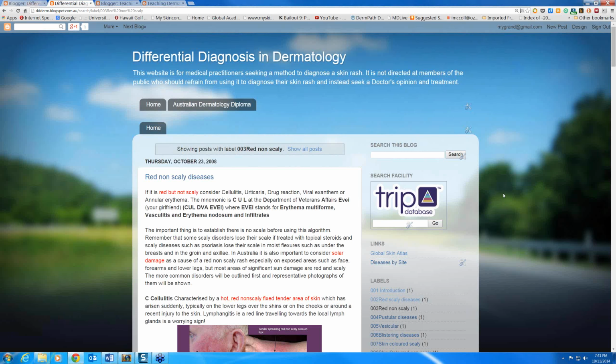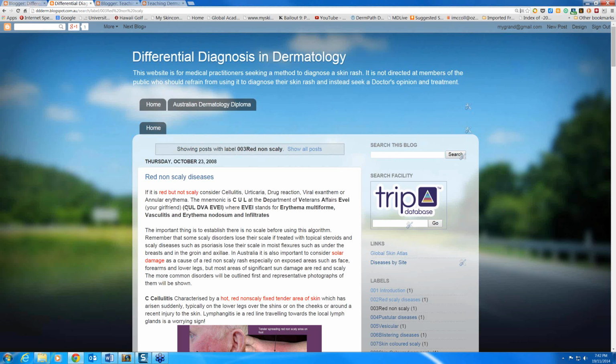Tonight we're going to look at the red non-scaly diseases and the differential diagnosis. We've already gone through the red scaly diseases with the mnemonics, the PM's pet, the little cat called Petal. But today we're going to look at the red non-scaly diseases. And here the mnemonic is "See you later at the Department of Veterans Affairs, EV."